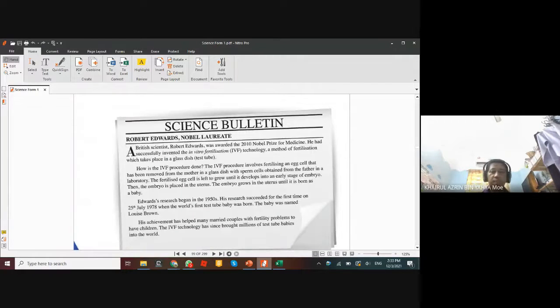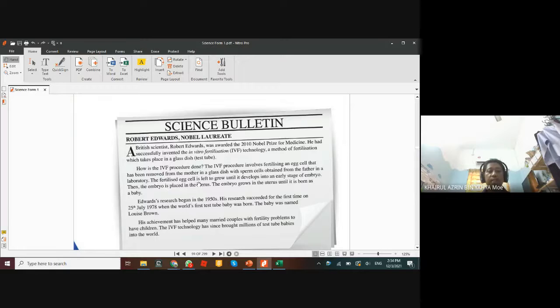We go to Science Bulletin first. Robert Edwards, Nobel laureate. A British scientist, Robert Edwards, was awarded the 2010 Nobel Prize for Medicine. He had successfully invented the in vitro fertilization (IVF) technology, a method of fertilization which takes place in a glass dish or test tube. How is the IVF procedure done? The IVF procedure involves fertilizing an egg cell that has been removed from the mother in a glass dish with sperm cells obtained from the father in a laboratory.